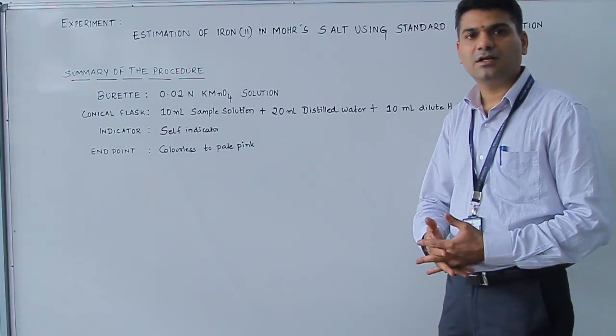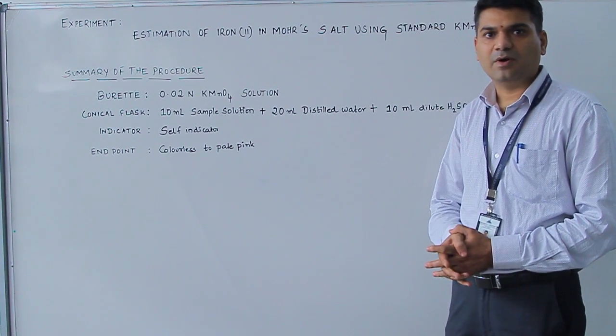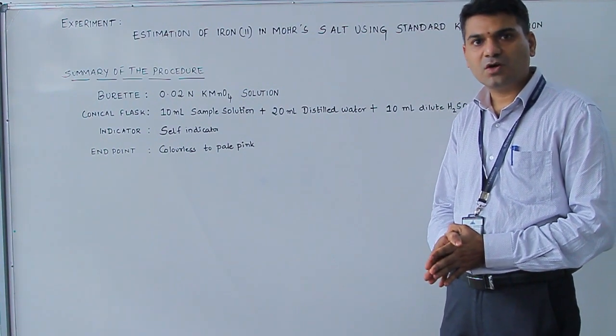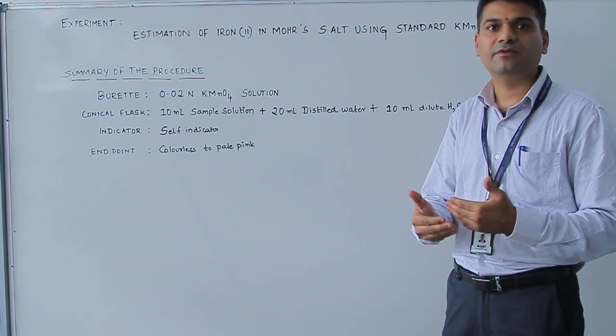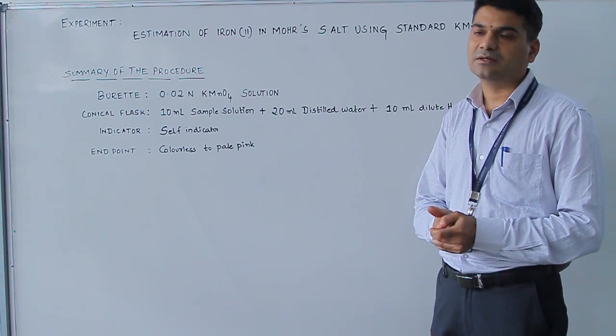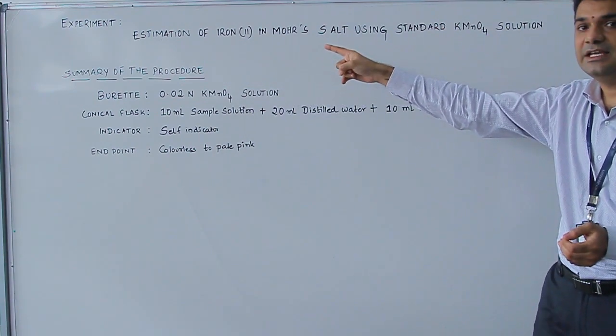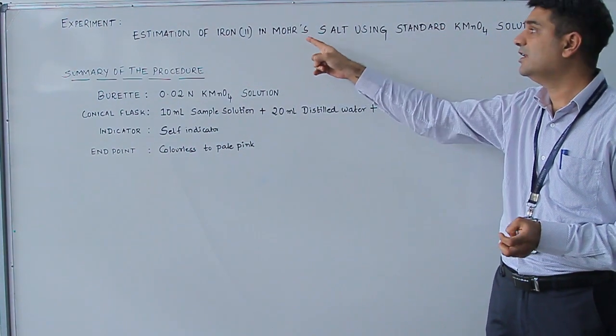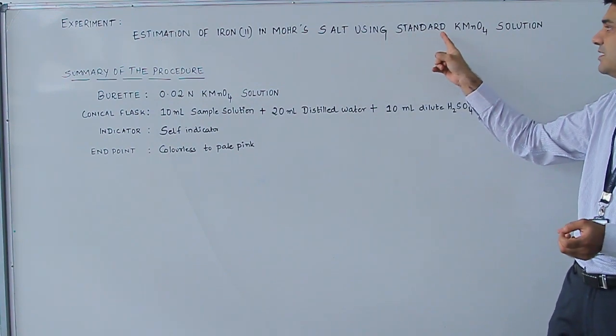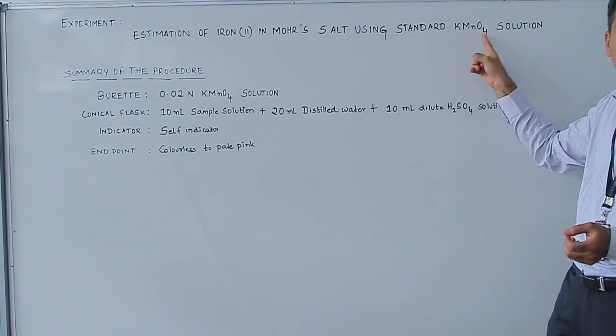Hello students, today we will be learning about one more redox titration through a visual demonstration. The aim of the experiment is estimation of the given iron solution in Mohr salt using standard potassium permanganate solution.